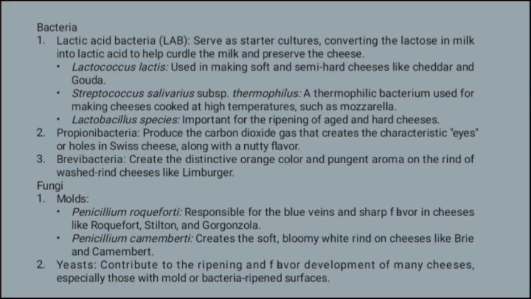Propionibacteria produce the carbon dioxide gas that forms the characteristic eyes or holes in Swiss cheese and give it a nutty flavor. Brevibacteria create the orange color and pungent aroma on the rind of washed rind cheeses such as Limburger. Fungi are also important, such as molds like Penicillium roqueforti, responsible for the blue veins and sharp flavor in cheeses like Roquefort, Stilton, and Gorgonzola, and Penicillium camemberti, which creates the soft, white rind on cheeses like Brie and Camembert. Yeasts also contribute to ripening and flavor development, especially in mold or bacteria-ripened cheeses.